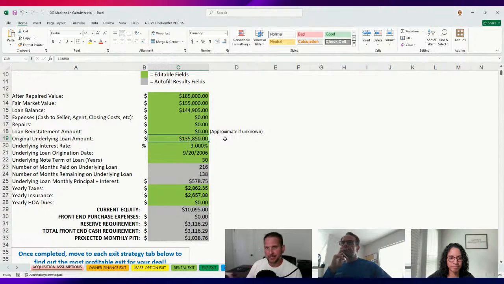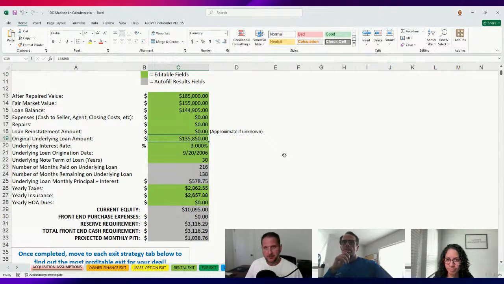These folks were behind on their payments, and so they did a loan modification, and all of their arrears, their penalties, and all that stuff was added on to the end of their loan, and that's why we have a greater loan balance today than the original underlying loan balance. So I just want to make that clear if this looks wonky to anyone.